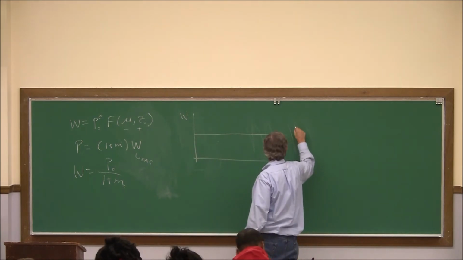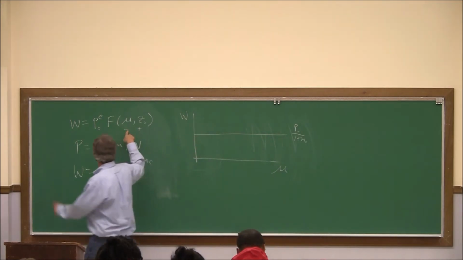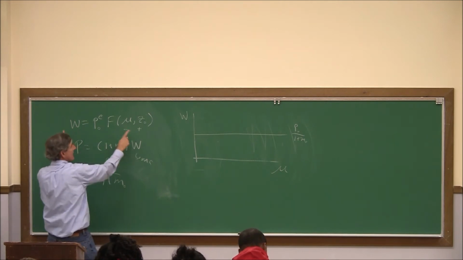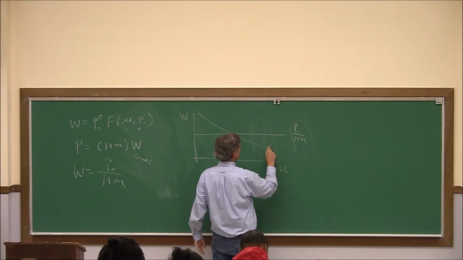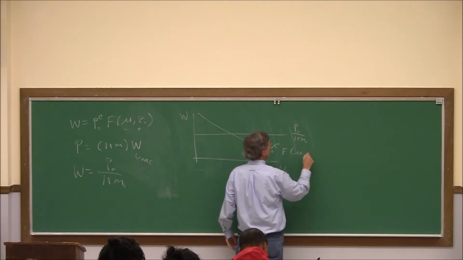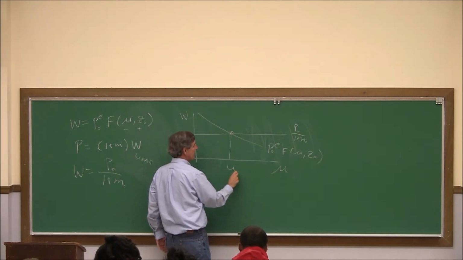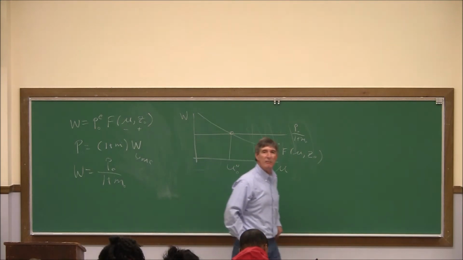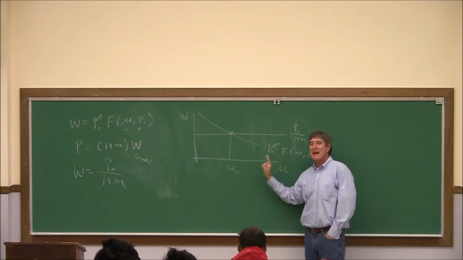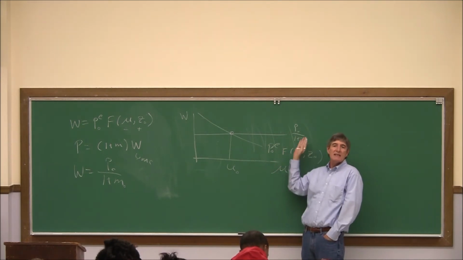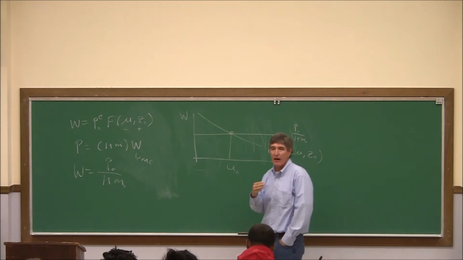It's a horizontal line at P0 over 1 plus M0. This we said is negatively related to the wage, so there's a negative relation here for a fixed Z and fixed P^e. So this is the other equation, P0^e F of U and Z. And where those intersect gives us the unemployment rate, and that's the natural rate of unemployment in the long run. If the price expectation is correct, that's the natural rate. If the price expectation is not correct, then you can be away from the natural rate of unemployment.